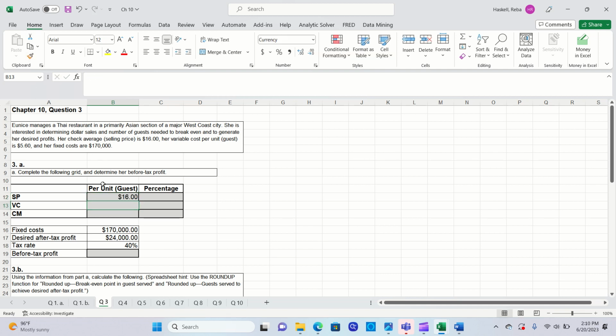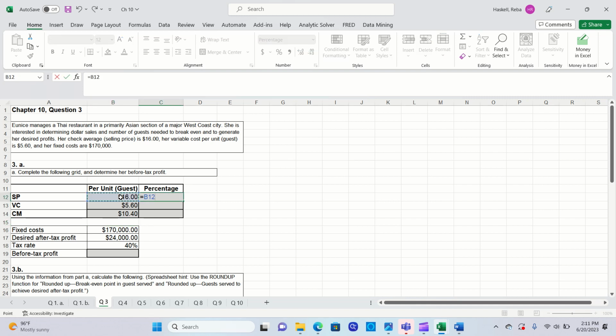All right, and her variable costs, we know, are $5.60. And her fixed costs here are $170,000. All right, so let's look here. We want to look at our contribution margin. We'll take our selling price and we're going to subtract our variable cost. Okay, so it's $10.40. So let's look at our percentage.